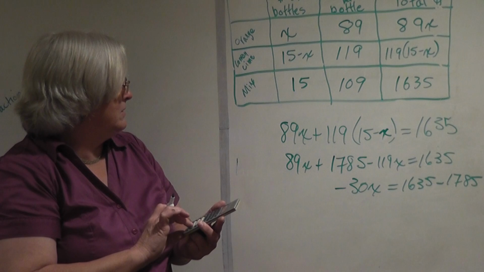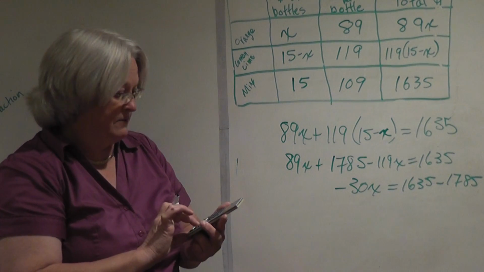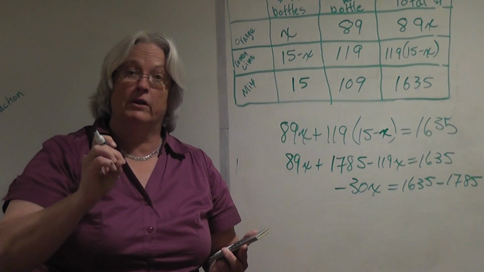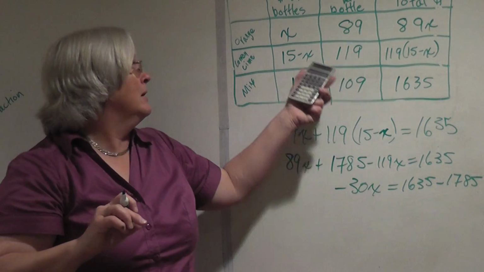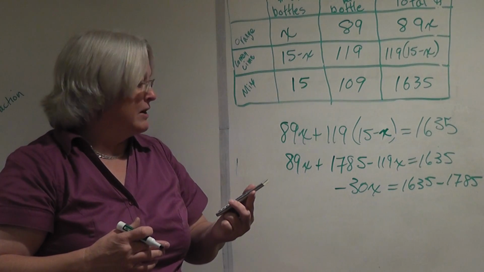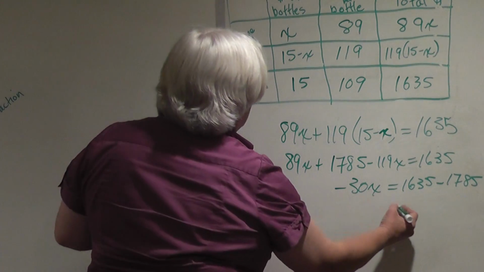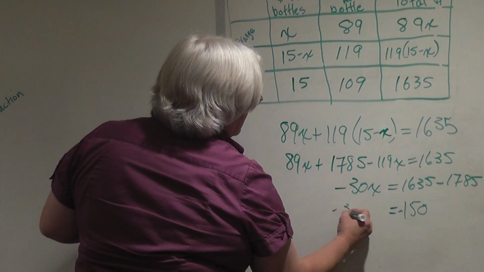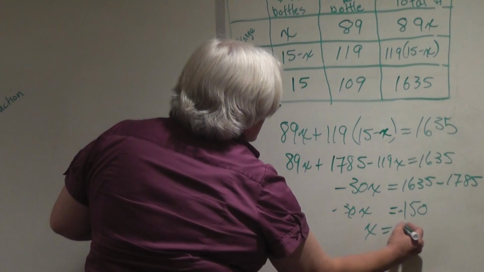1635. Yes, it is. 1635 minus 1785. The number was getting lower than the cost per bottle should have been, but we're not looking for the cost per bottle, are we? We're looking for the number of bottles. So we're coming right into where it needs to be. Is equal to a negative 150. Negative 30x is equal to a negative 150. So x is equal to 5.